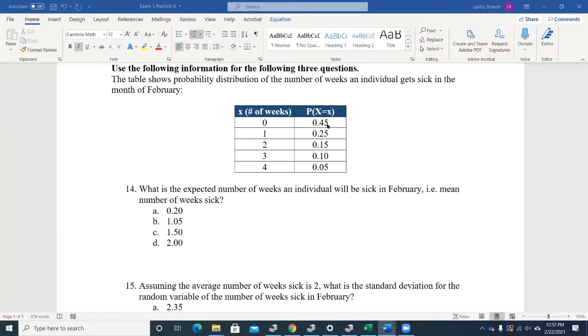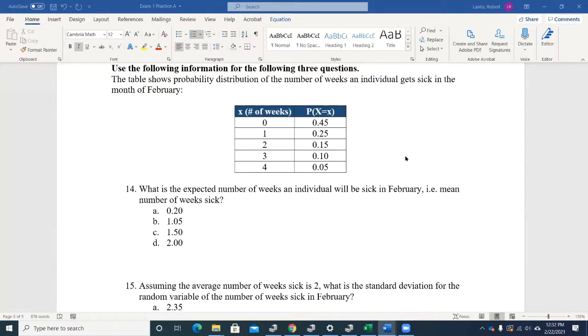Okay, so here we've got the different number of weeks we could see, and the probabilities associated with each one of those. So what's the expected number, i.e. the mean number of sick weeks someone has in February? Well, I can't simply add these up, 0 plus 1 plus 2 plus 3 plus 4, and then divide by the number of numbers, 5, because some of these outcomes have very different likelihoods of occurring.